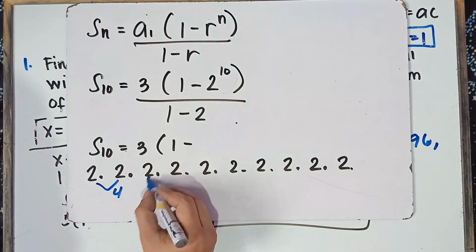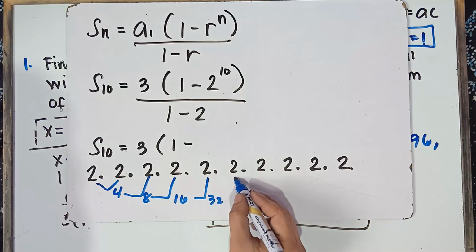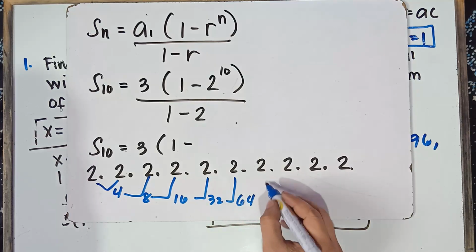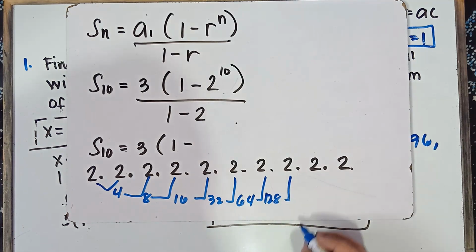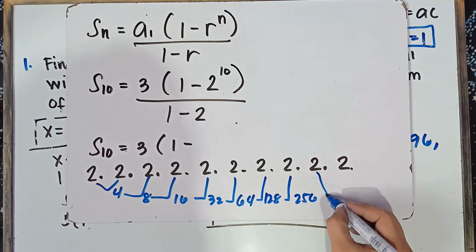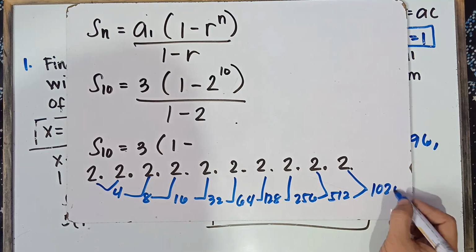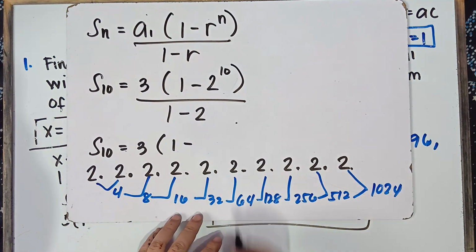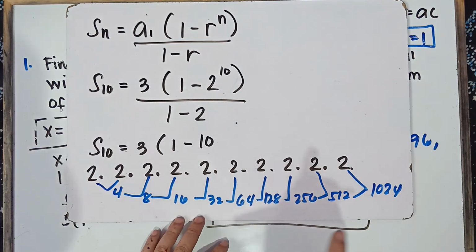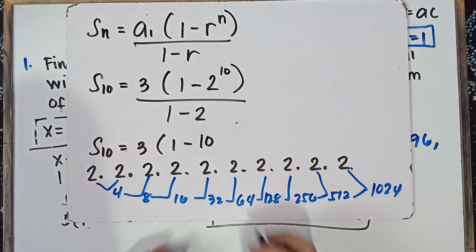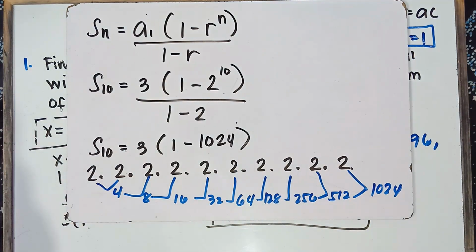Alright, 2 times 2 is 4. 4 times 2 is 8. 8 times 2 is 16. 16 times 2 is 32. 32 times 2 is 64. 64 times 2, that would be 128. 128 times 2, 256. 256 times 2, 512. 512 times 2, that would be 1024. So 2 raised to the power of 10 means you multiply 2 by itself 10 times, and that would be 1024. Close parenthesis. Alright, so you pause the video, class.